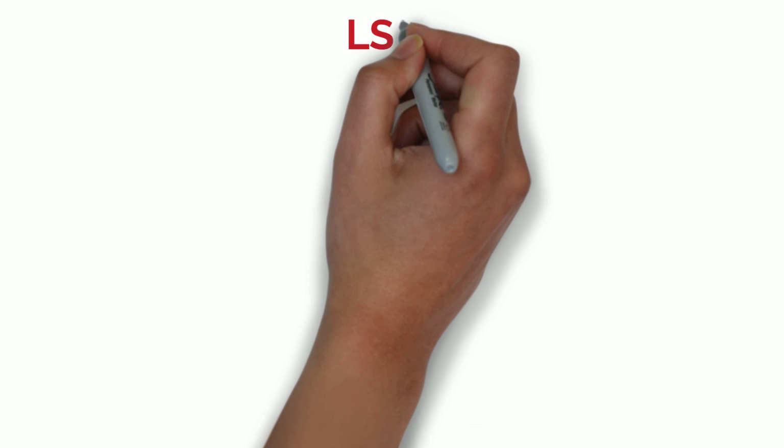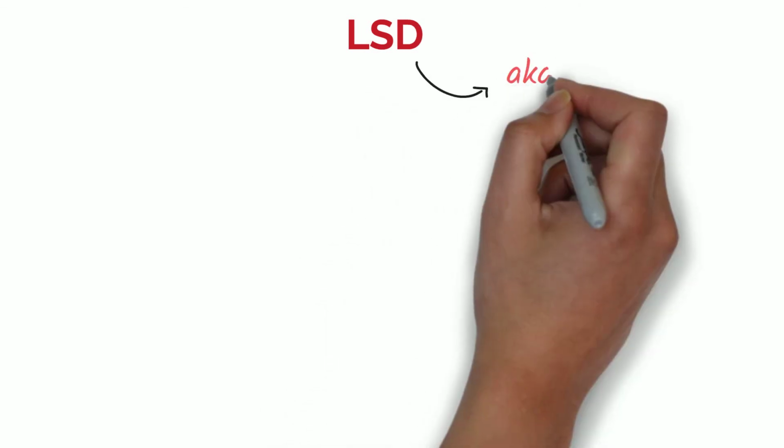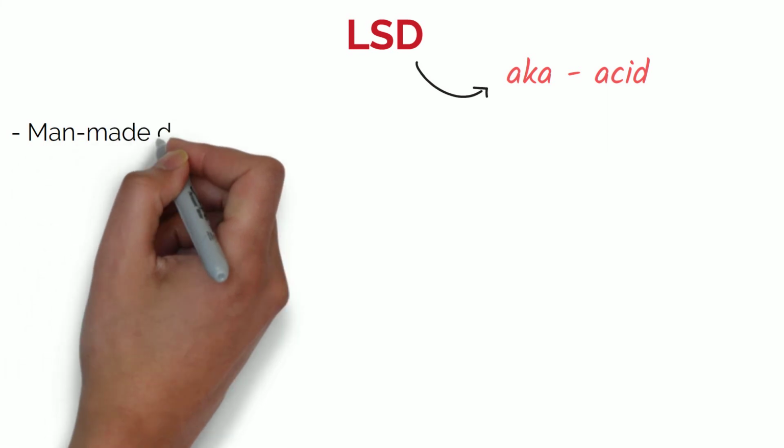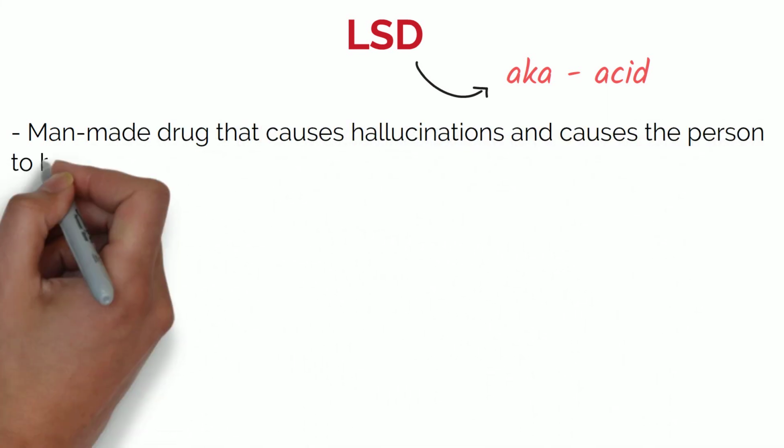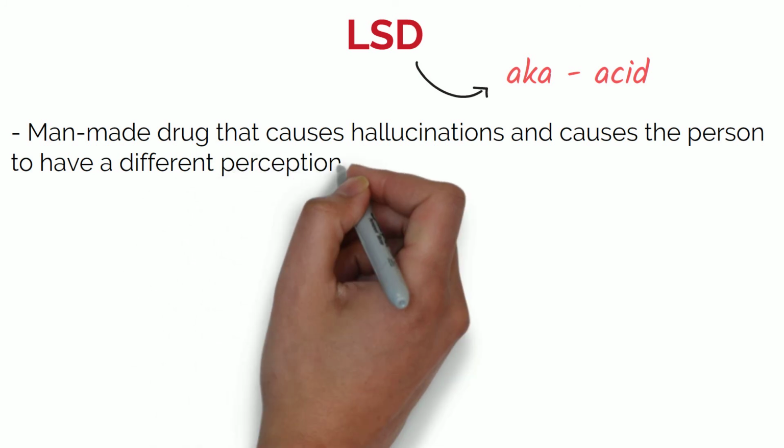LSD is another drug that we'll look into. LSD is also known as acid. It is a man-made drug that causes hallucinations and causes the person to have a different perception of the world for a period of time.